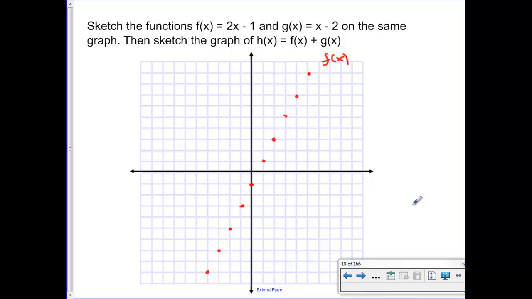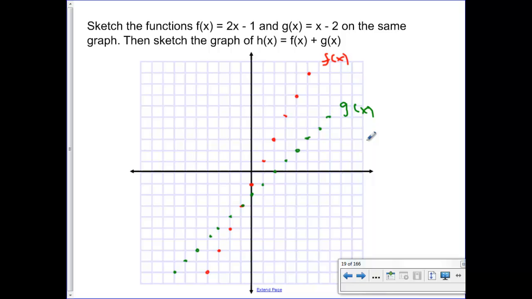Okay, x minus 2. Slope of 1, y-intercept of negative 2. So it's going to look like this. Does that make sense? Those are my 2 linear graphs. What was the other one? X minus 2. What we're going to do now is we're going to add the output values.